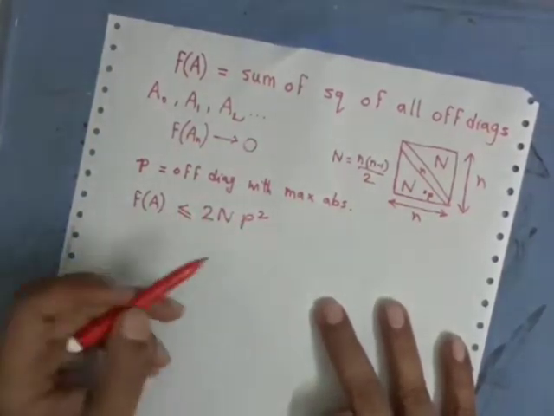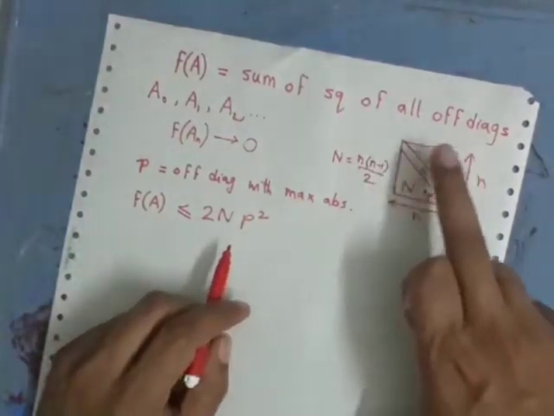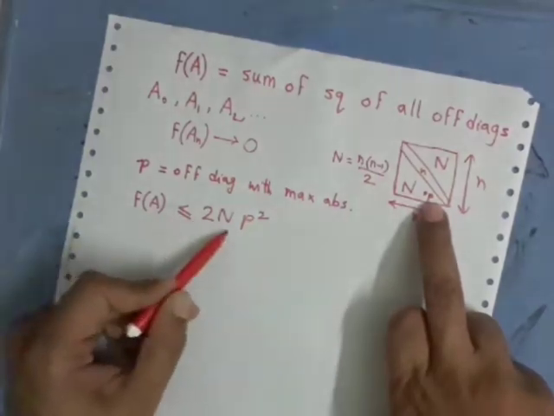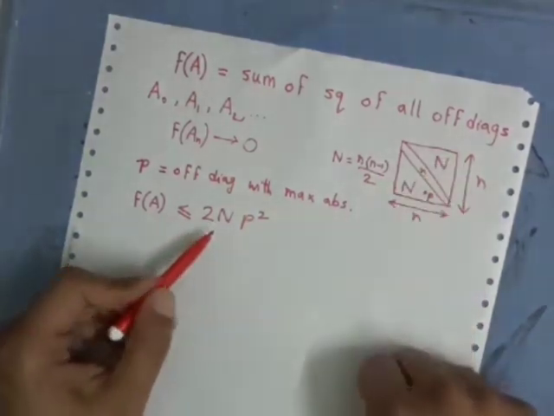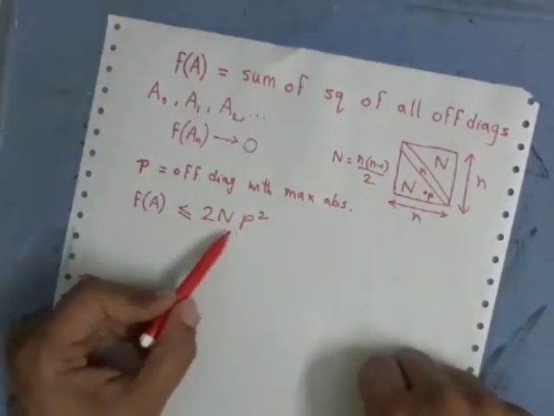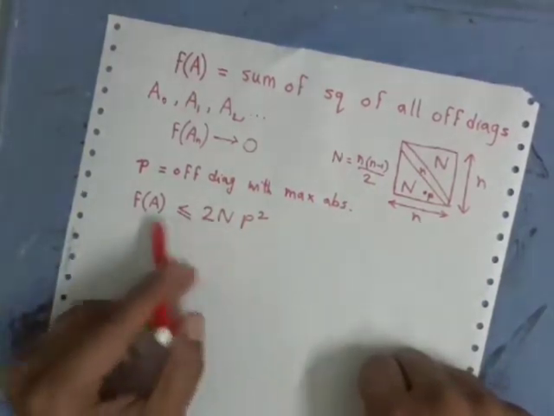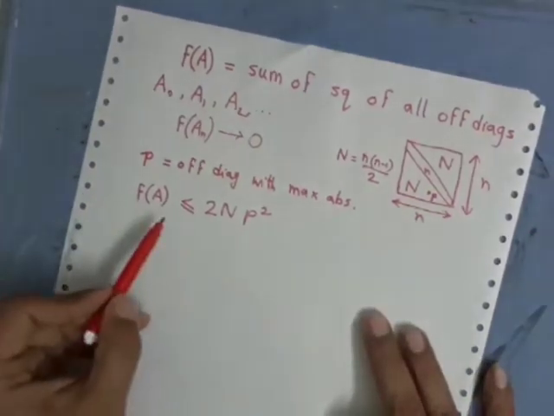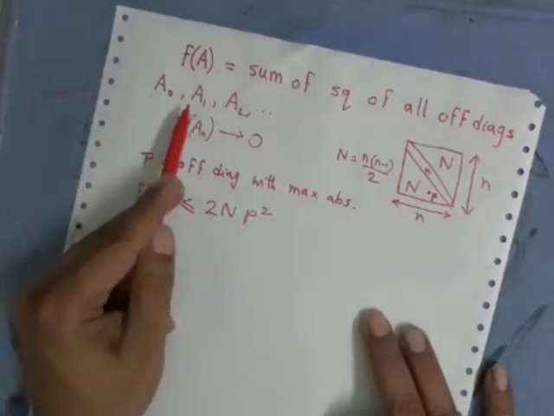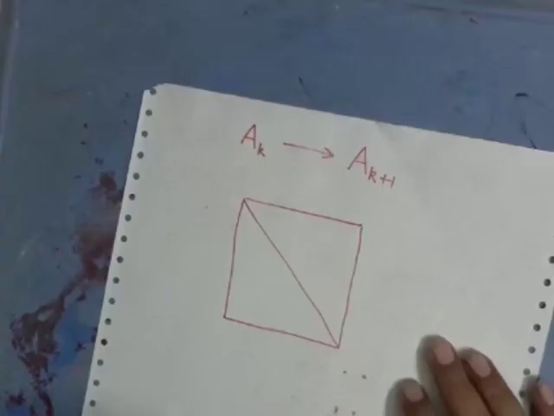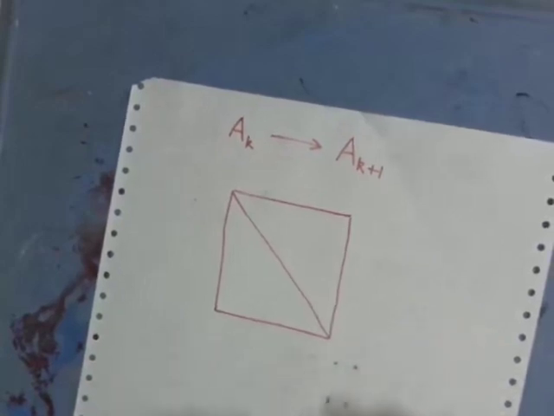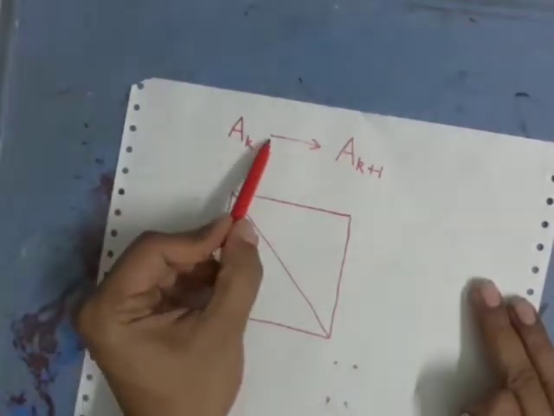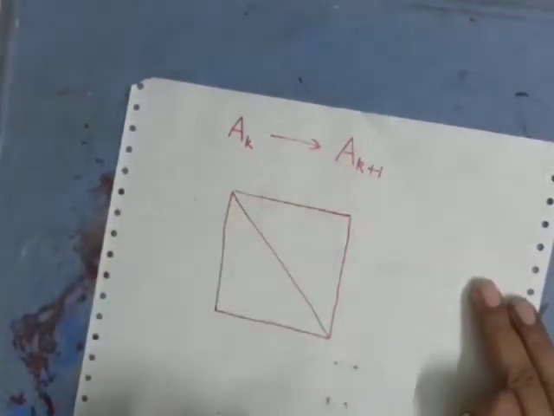And why is that? Because if I square all the off-diagonal entries, each of them must be less than or equal to p squared, and there are N of them on this half and N on that half, so the total can never exceed 2N p squared. So I already have one inequality. Now let us see what happens when I do one step of the Jacobi algorithm. Suppose that we are considering one single Jacobi step. We are at A k and we are moving after a single Jacobi step to A k plus 1.